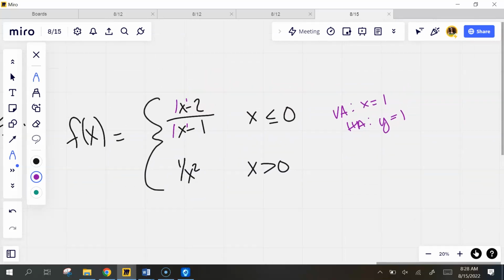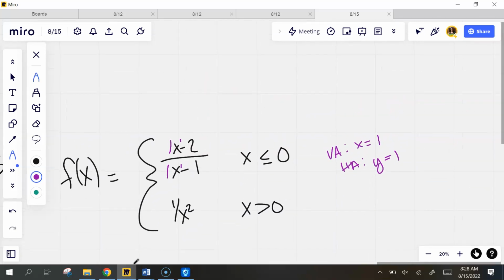Remember that? So if they have the same degree, let's say it was 3x squared minus 5x plus 2 over 2x squared plus x minus 1. This would have a horizontal asymptote of 3 over 2 because they have the same degree, top and bottom.